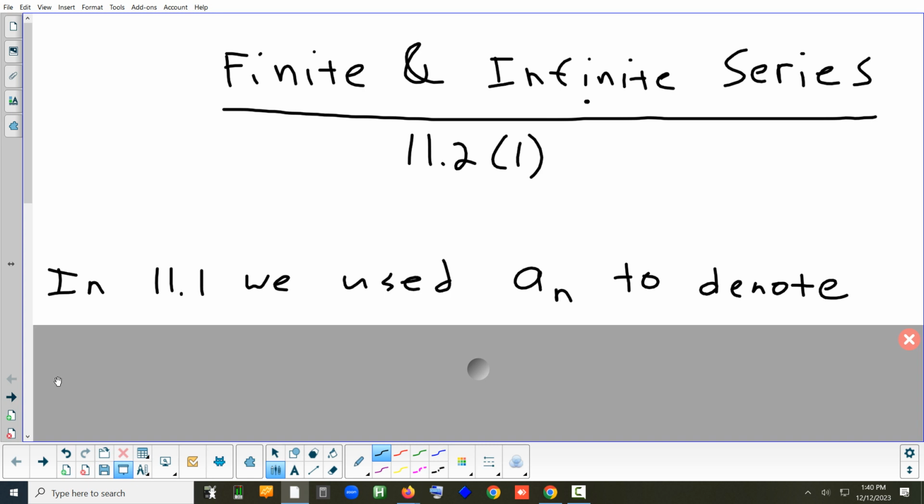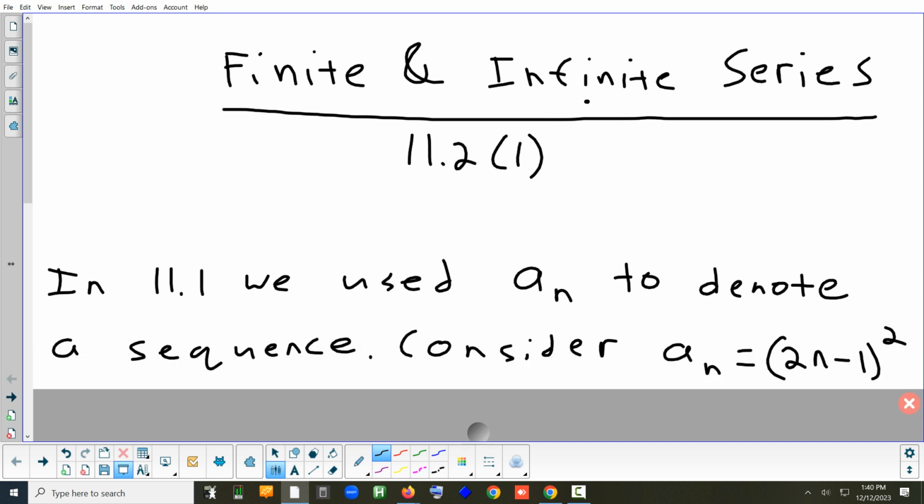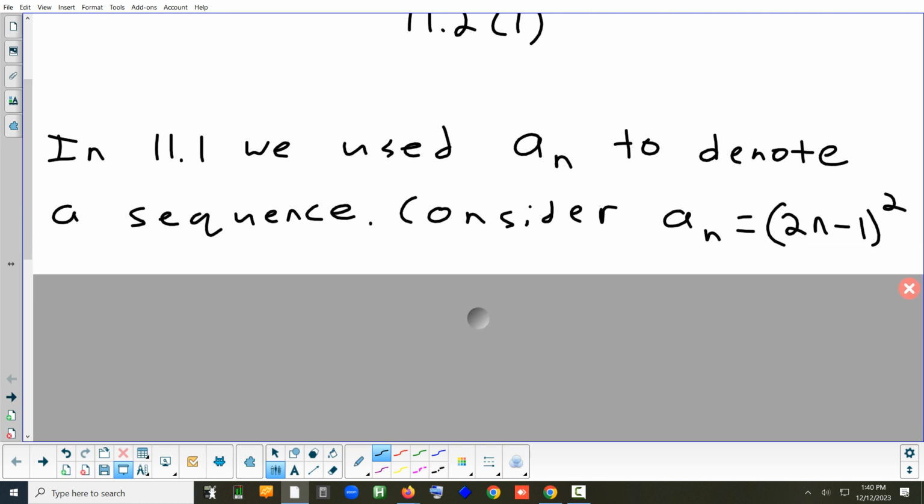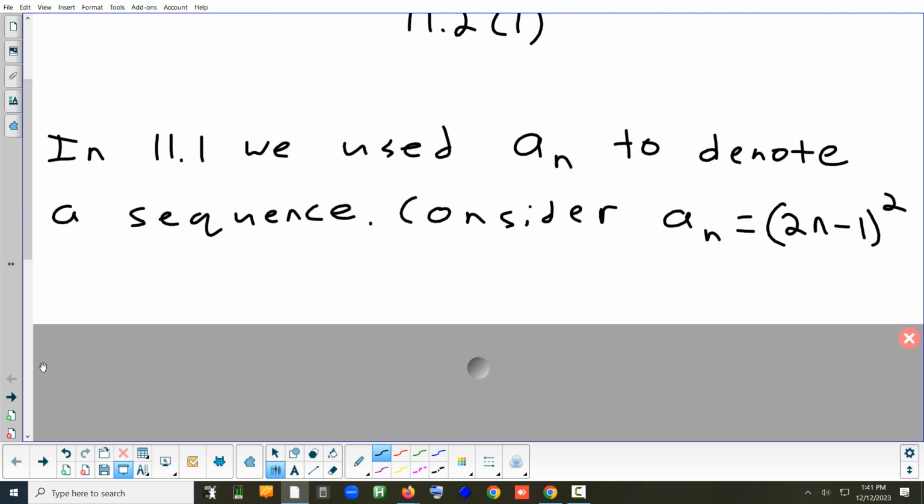All right, so in the last section, we used this notation to represent a sequence. We used the lowercase letter to represent the name of the sequence, and then the little subscript that represents the position. So a sub 1 would be the first number in sequence A. A sub 2, second number. All right, let's think about this sequence. And let's write out the first, maybe 4 or 5 terms.